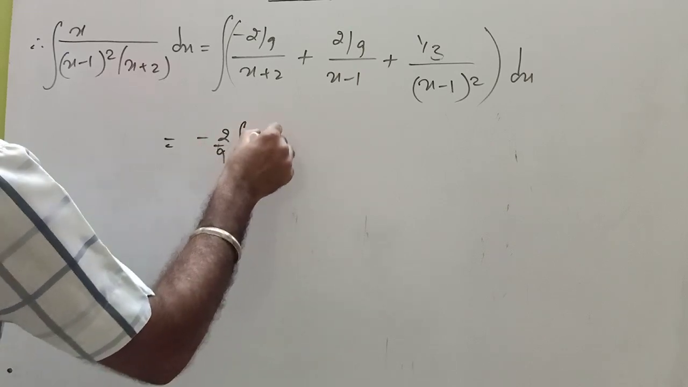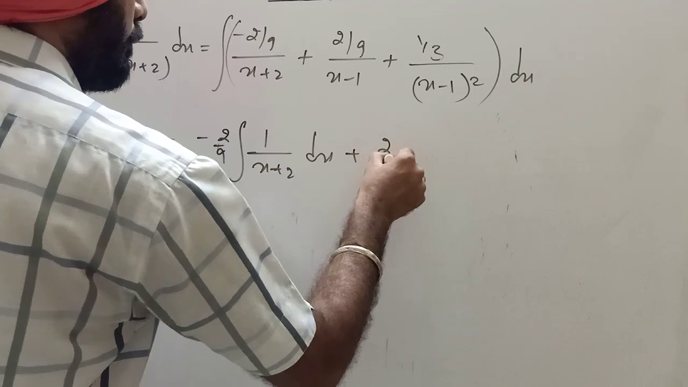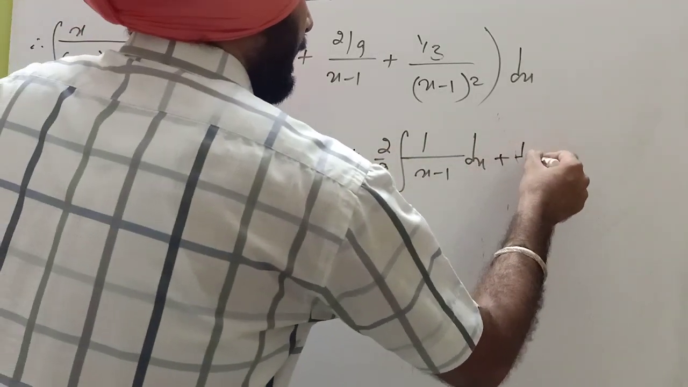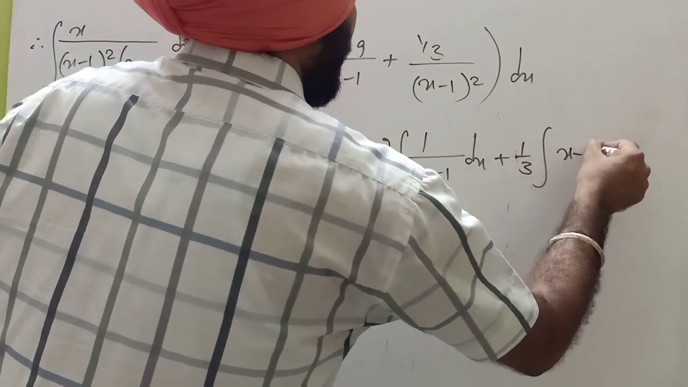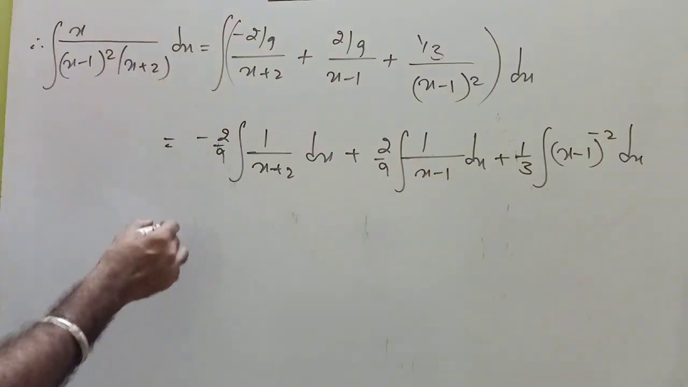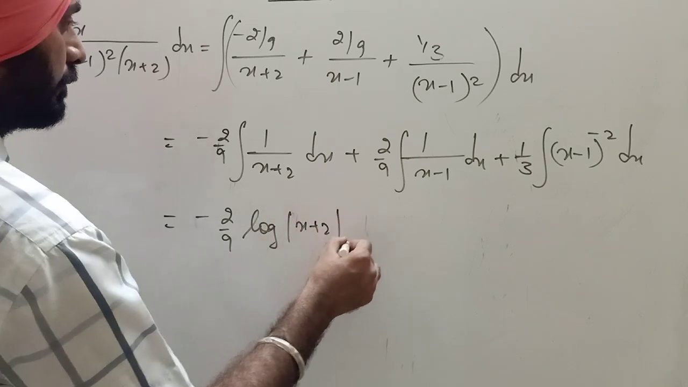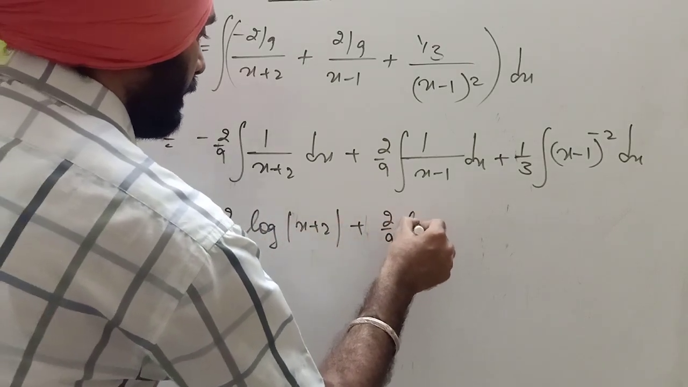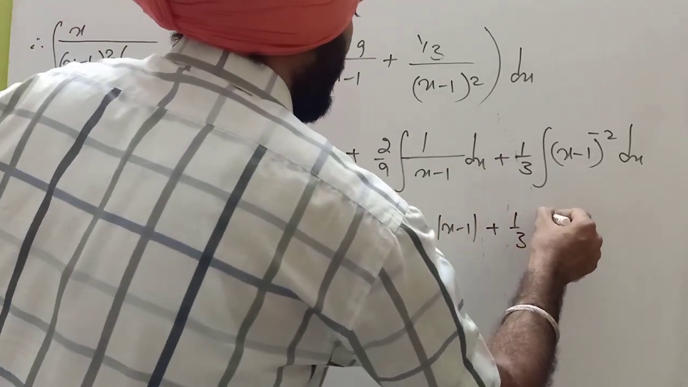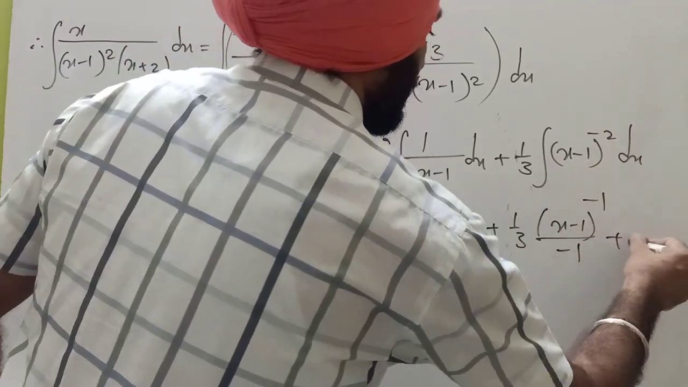Minus 2 by 9 integral of 1 over x plus 2, first integral, plus 2 by 9 integral of 1 over x minus 1, and 1 by 3. Shift this term in the numerator, x minus 1 raised to power minus 2. So we will apply the power rule. Minus 2 by 9 log mod x plus 2, plus 2 by 9 log mod x minus 1, plus 1 by 3 times x minus 1 raised to power minus 2 plus 1, which is minus 1, over minus 1, plus c.